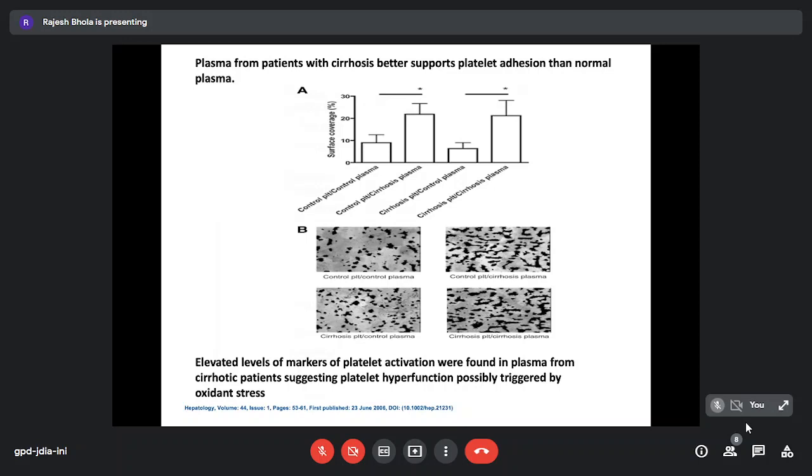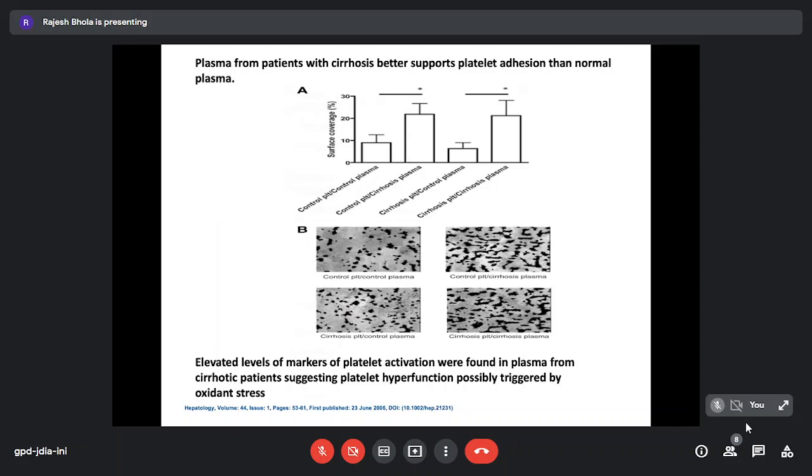Similarly, when we look into the plasma from patients with cirrhosis, to understand how the platelets adhere in comparison to normal plasma, in this picture you can see the control platelet with the control plasma, the surfaces formed are smaller in size. But when you add control platelets to cirrhotic plasma, the amount of platelet adhesion increases. When you use cirrhotic platelets with control plasma, the platelet activation is not that great. But with cirrhotic platelets in cirrhotic plasma, lots of platelet adhesions are formed. So the platelet adhesion potential in a cirrhotic patient is more than in the control population, which means platelets are hyperfunctional in nature.